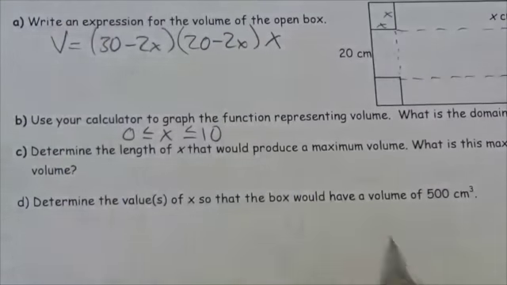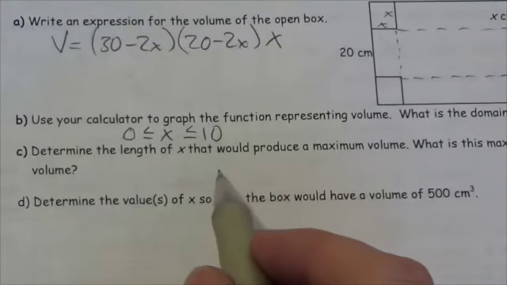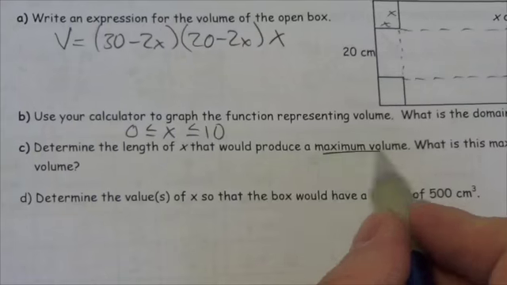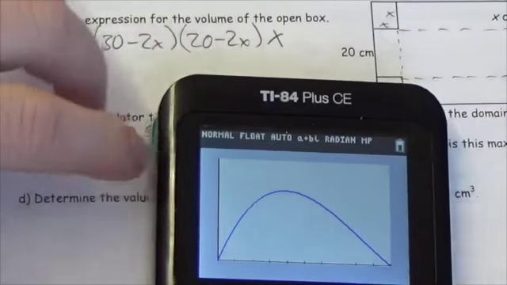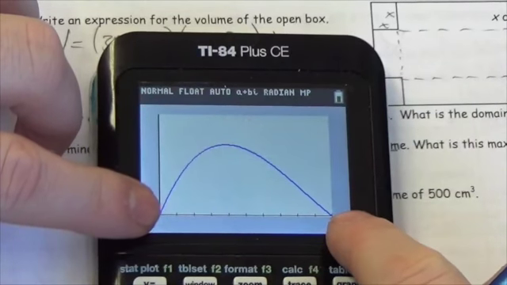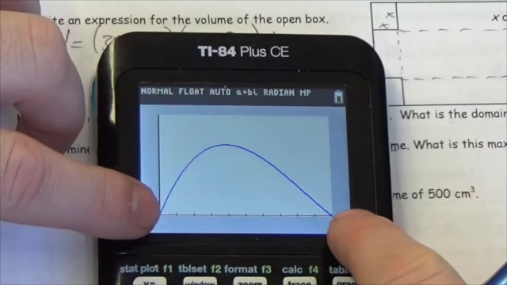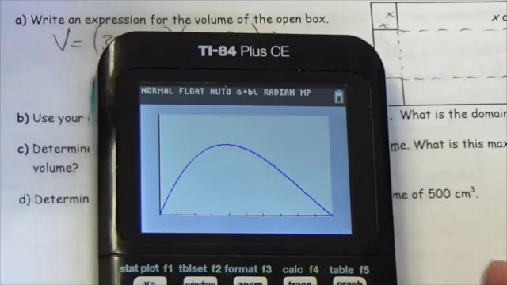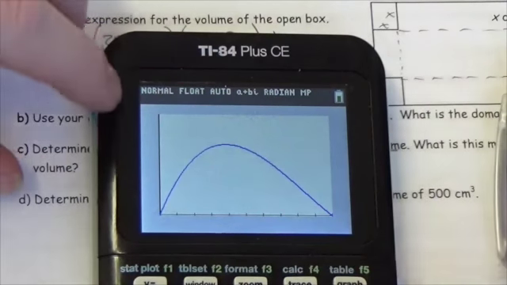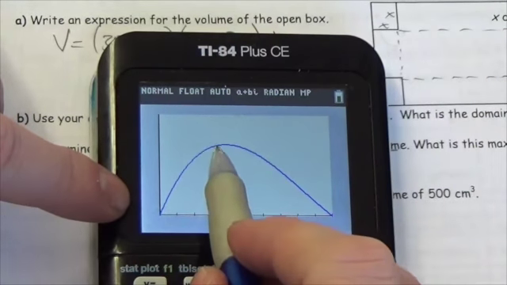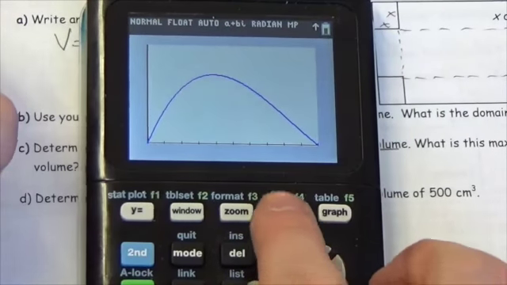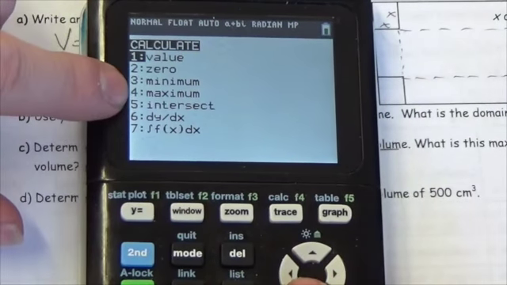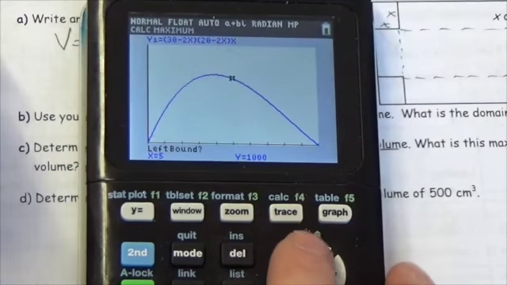Okay? Now, it says determine the length of x that would produce a maximum volume. What is the maximum volume? Okay, well, between 0 and 10 here, this is the only domain here that makes any sense. Anything beyond that really doesn't make any sense because it doesn't fit the diagram. So this is the maximum right here. So to find that, I will go into my calc menu, so second calc, and I'm going to be looking for the maximum here, number 4.